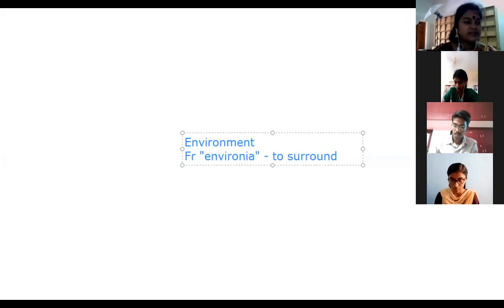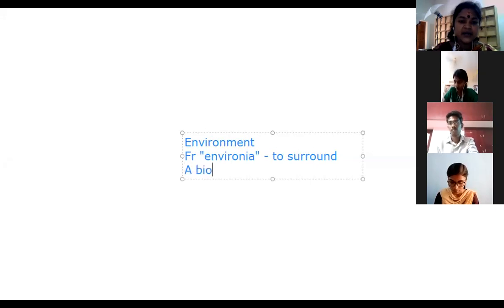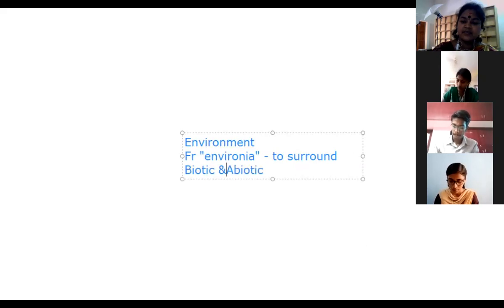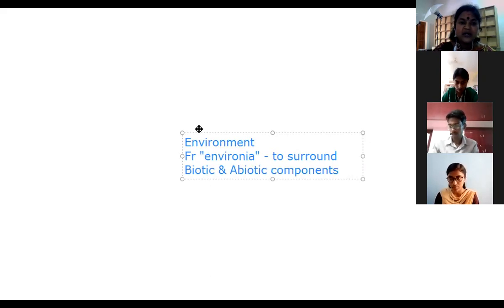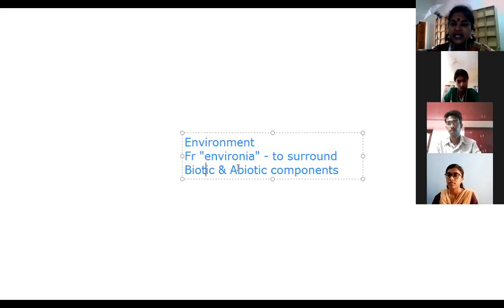It refers to both abiotic and biotic components. From the word you can understand, biotic means all living things, and abiotic means absent, so absence of living things. So all animate and inanimate objects which surround us here on this earth. So it talks about both biotic and abiotic components.